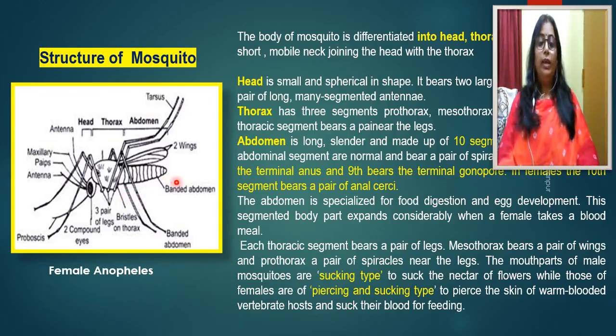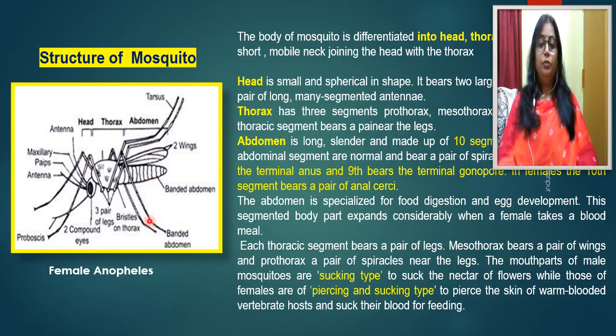Abdomen is long and slender. It is made up of 10 segments. The 8th segment bears the terminal anus and the 9th bears the terminal gonopores. In female, the 10th segment bears a pair of anal cerci. The abdomen is specialized for food digestion and egg development. The segmented body parts expand when it is filled with a complete blood meal.